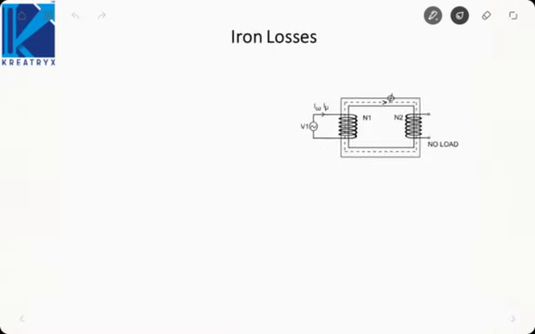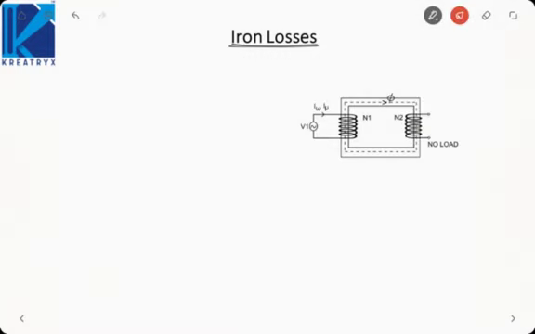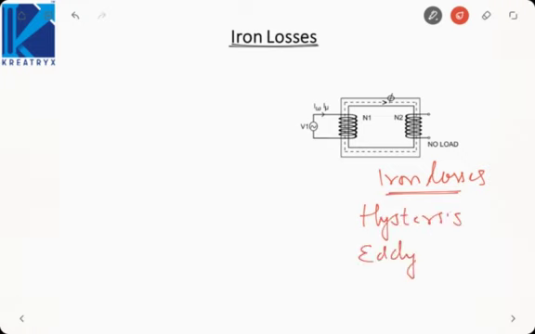Next, let us remove the other assumption, that is zero iron losses. So what I am considering is that there are some iron losses in the transformer. Iron losses refer to the losses that occur in the core of the transformer. Since the core is made of steel or iron, these are called iron losses. Now there are two types of iron losses usually: hysteresis loss and eddy current loss.